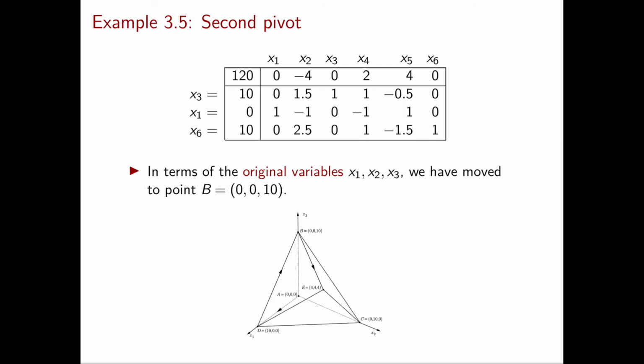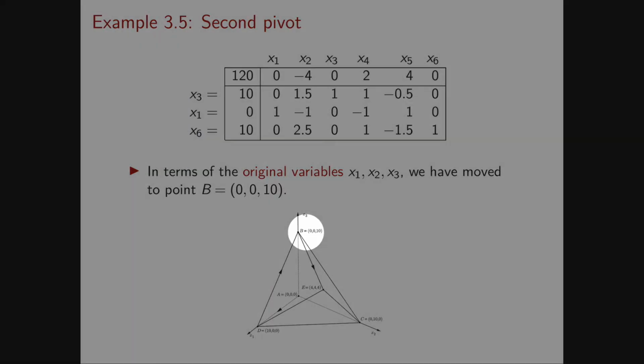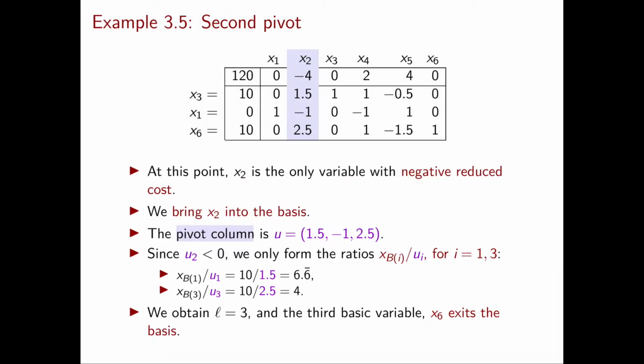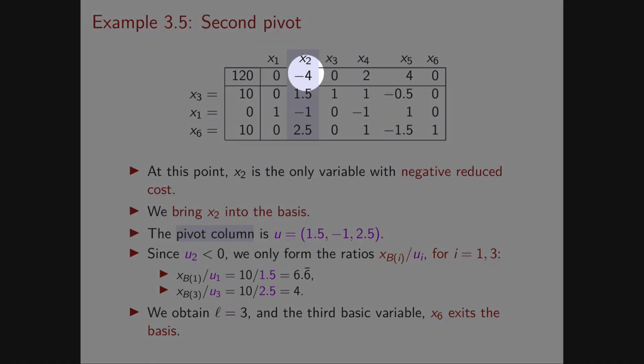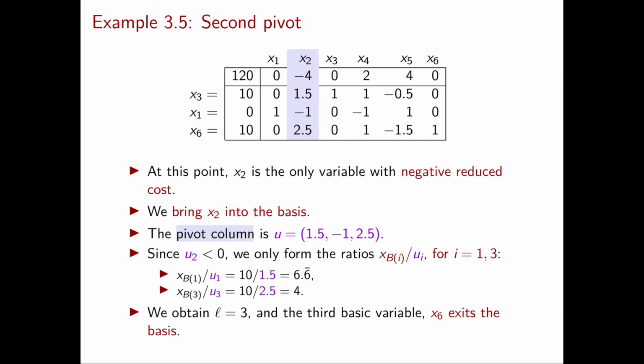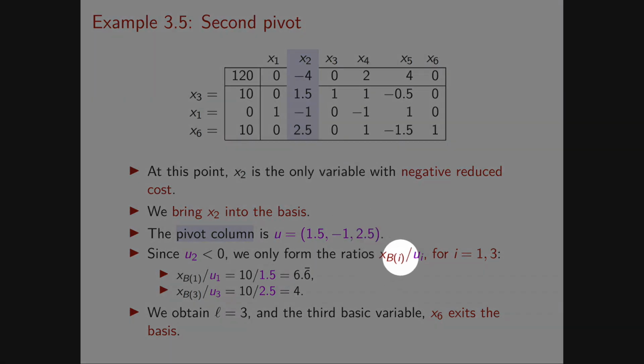From the picture, we know that we're not yet optimal, because our optimal solution is E. So let's get back to our tableau. The fact that we're not in an optimal solution is clear from the tableau because we still have a negative reduced cost. -4 is the only negative reduced cost, so we must have x2 enter the basis. So the pivot column is this one. Next, we compute all the ratios xBi over ui whenever ui is positive.